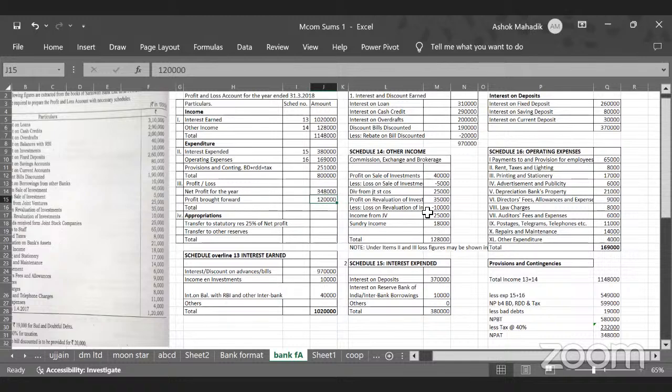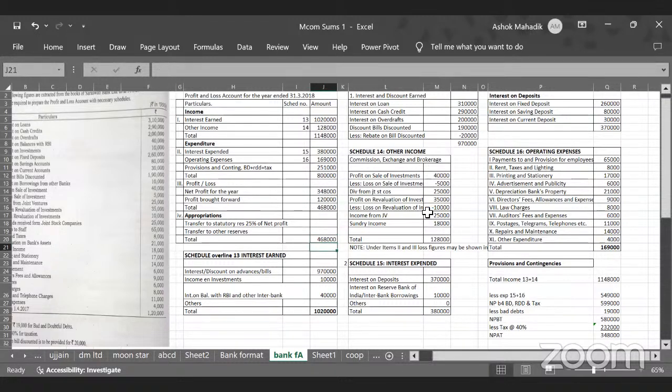Clear? So 348 is current year's profit plus 120 last year's profit. So we have total profit of 348 plus 120, 4,68,000. Okay, students. So out of this, always carry this 468 directly to the total, 468,000. Same total here.